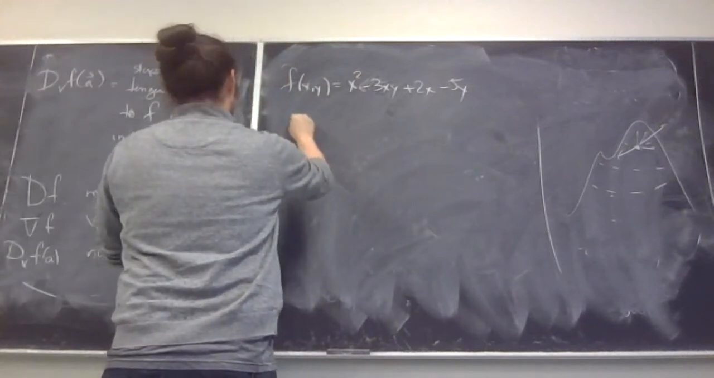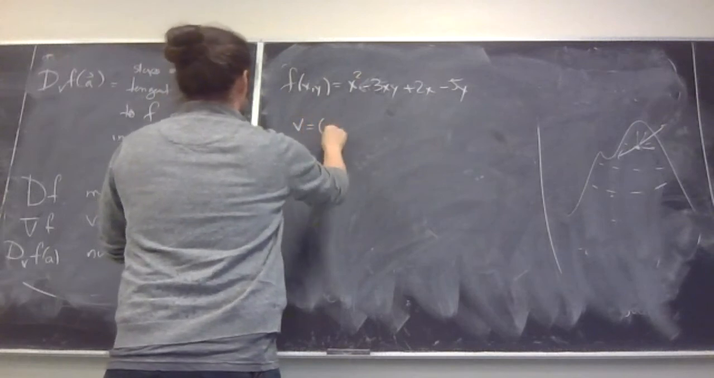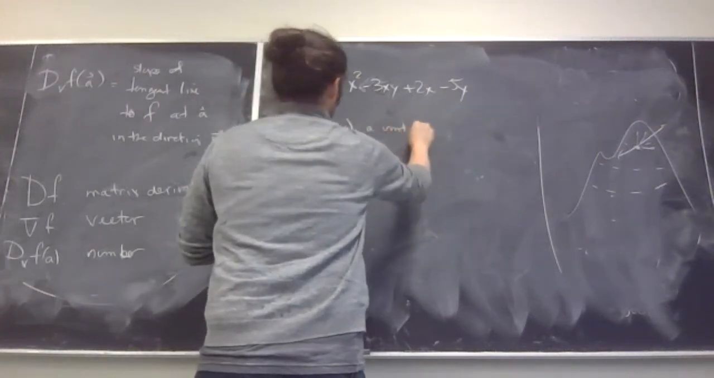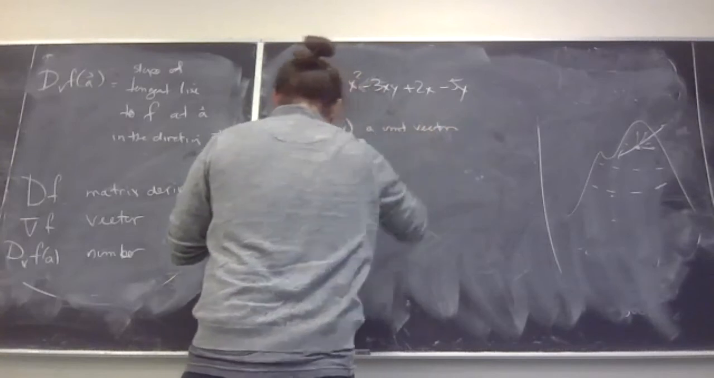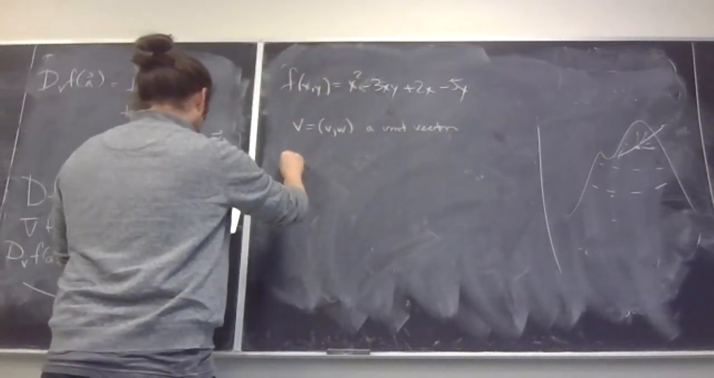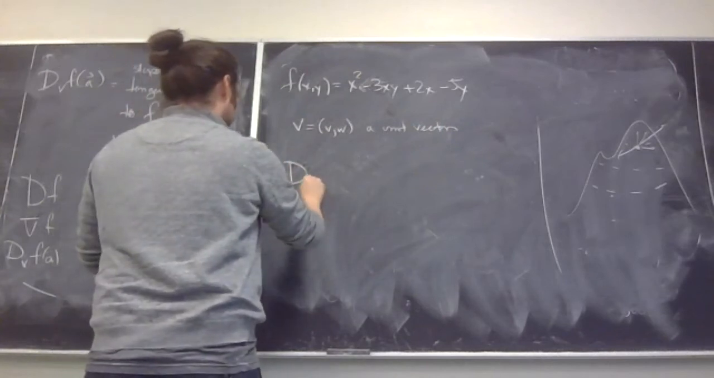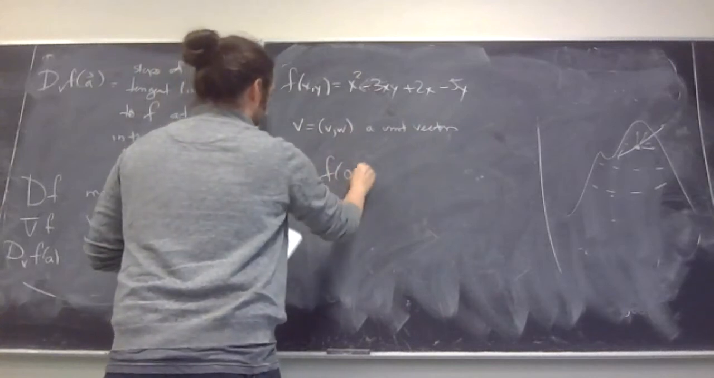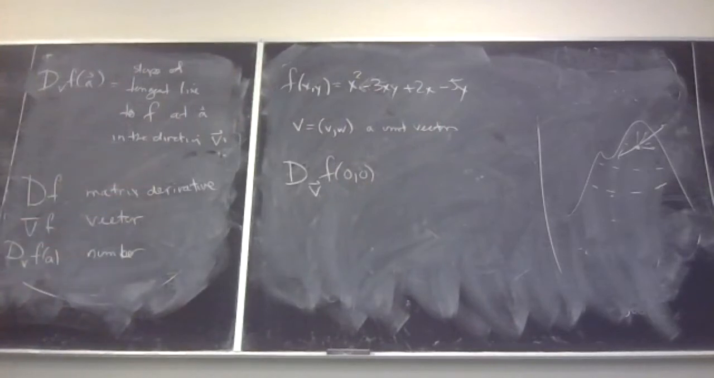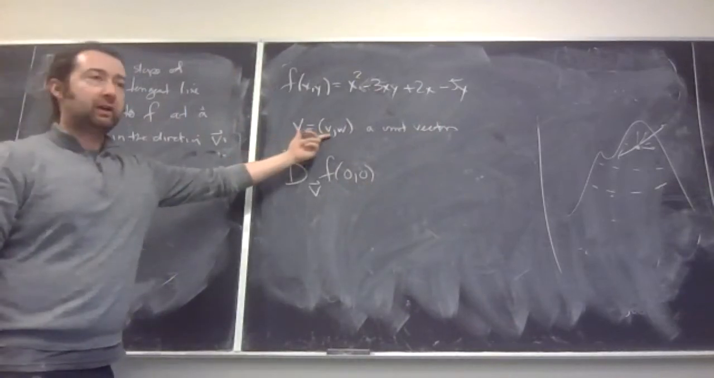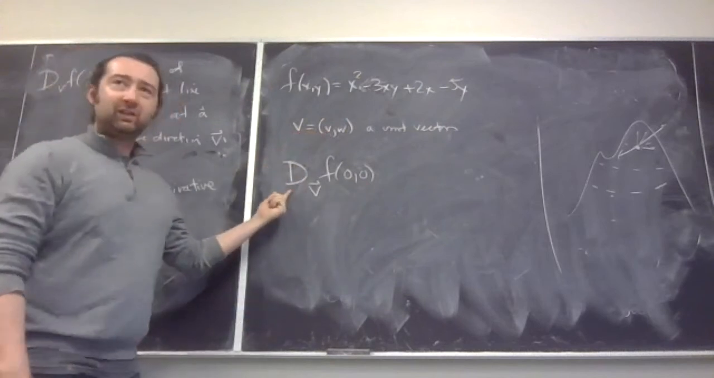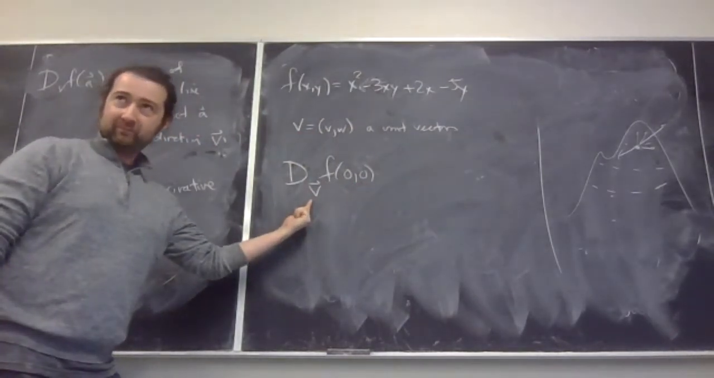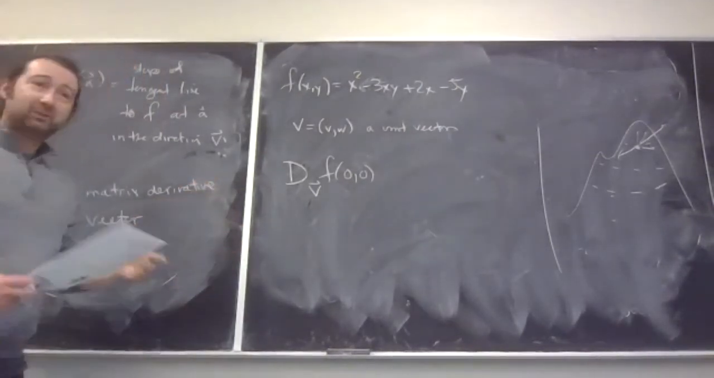Okay, so let's pick v equal to (v, w), a unit vector. How about we compute the directional derivative in the direction v, pick one, D_v at the point (0, 0). So the first thing is to be able to even read the notation. v is a unit vector representing the direction. This says compute the slope of the tangent line to this function at the point (0, 0) in the direction v. The hardest part about this math is reading what the terminology is telling you to do.